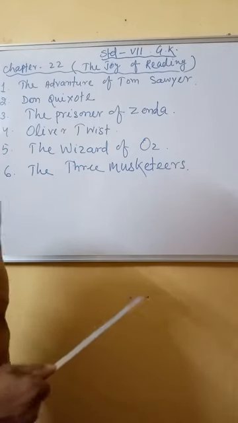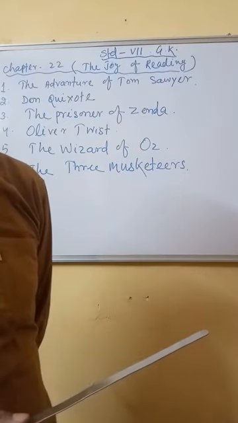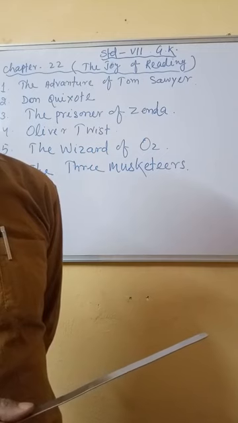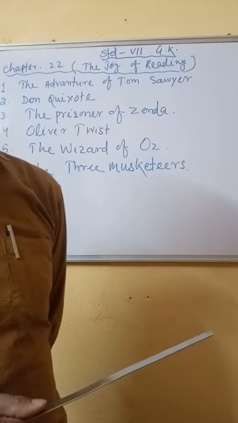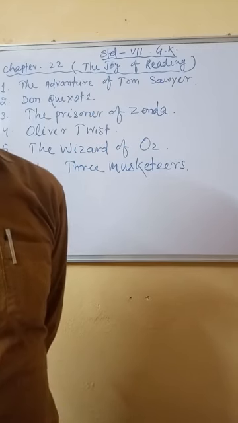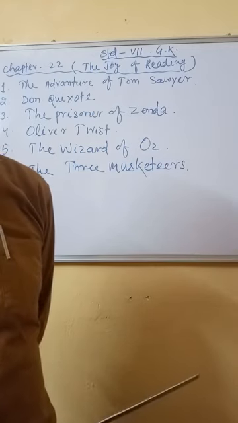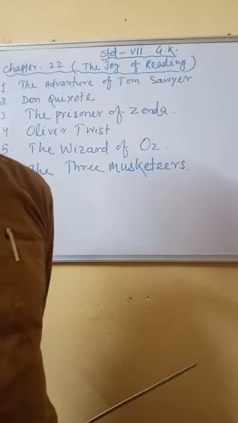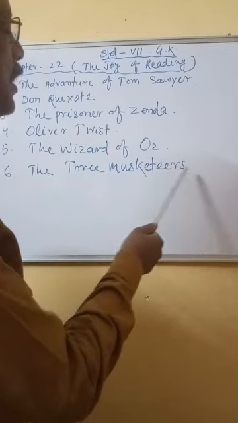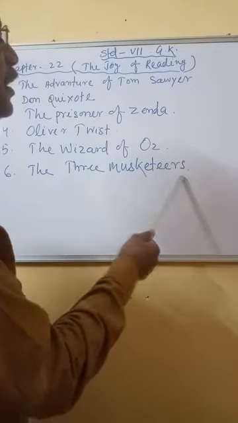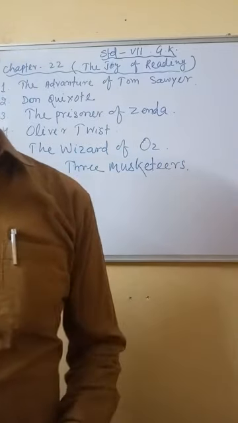The sixth one is D'Artagnan and his friends Athos, Porthos, and Aramis, who are part of the French king's royal guard. They are sent on a secret mission to England to recover diamonds belonging to Queen Anne of France. So the answer is The Three Musketeers. So these are the answers of this chapter, and you have to remember.